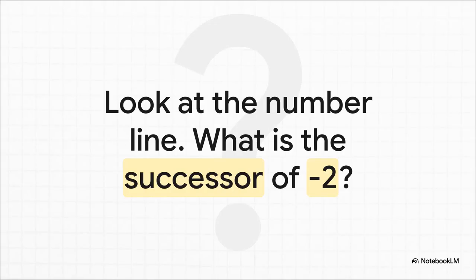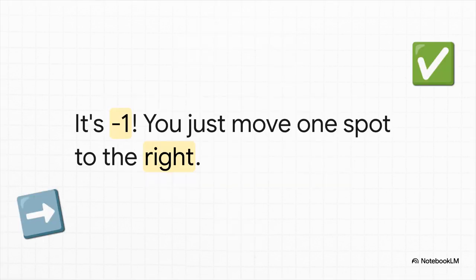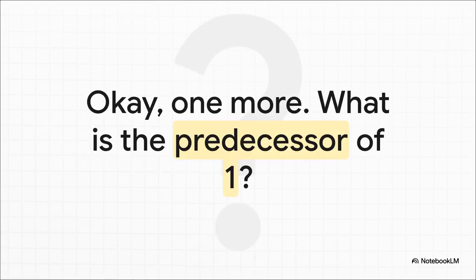All right, look at that number line. Let's find the successor of -2. Now, what does successor mean again? It means +1, which on our map means we take one step to the right. So you find -2, take one little hop to the right, and you land on -1. That's it. That's the successor. It's not -3, it's -1 because you're moving towards the bigger numbers. You're doing awesome. Let's try one more.